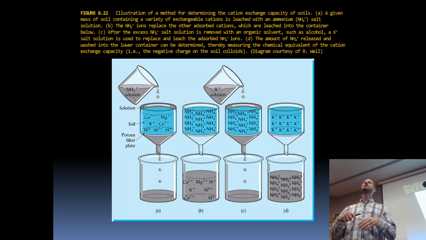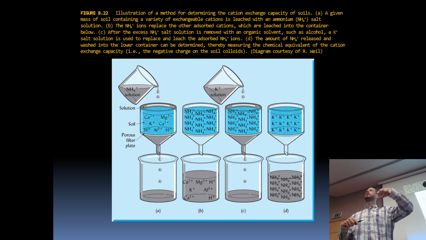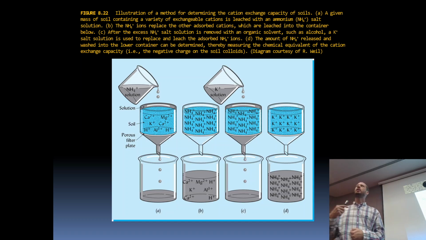Normally, to measure that, you saturate the soil with a given ion. In this case here, you put in an ammonium solution, and the ammonium will displace all the other ions. You saturate the soil with only ammonium. Now you can wash with water. The excess of ammonium will go out. The only amount of ammonium that's staying on the soil is the ammonium that is retained by the charge in the soil.